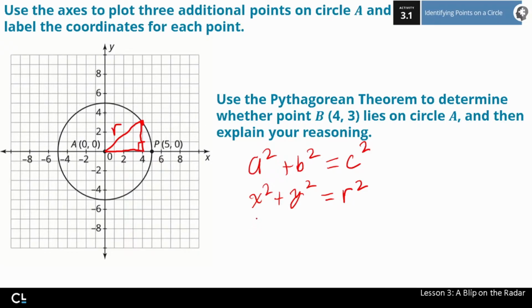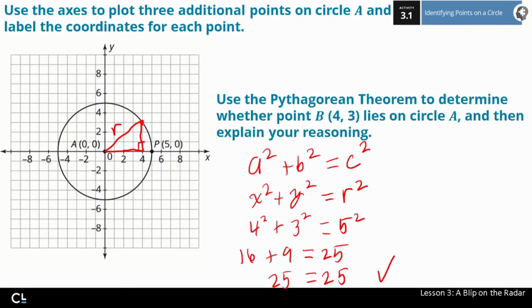So let's see. Our x is going to be 4 squared plus 3 squared equals, and what's my radius of the circle? Well, we go from 0, 0 to 5, 0 for p, so our radius is 5 squared. Let's solve this. We get 16 plus 9 equals, I meant to put a 5 here. 5 squared is 25. On my left side, 16 plus 9 gives me 25, which is equal to 25. This checks out. That means that 4, 3 is on the circle, which we already know, because it's right here. Point B is 4, 3.